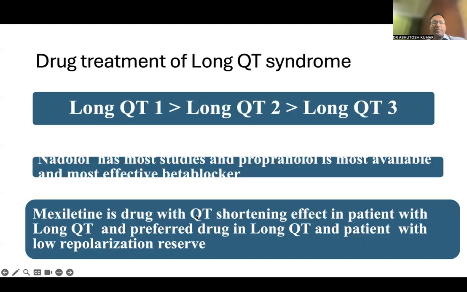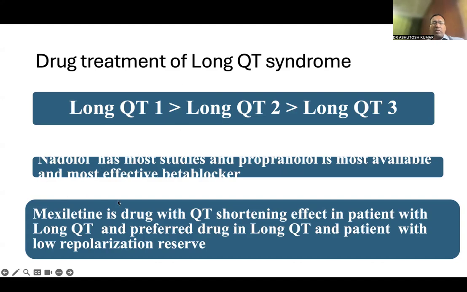Now coming to drug choices. Beta blocker is preferred for long QT1, long QT2, and in 3 it is not that effective. The effectiveness reduces as we go from long QT1 to long QT3. It is at least no more effective in long QT3, but in long QT1 it is a very reliable and effective treatment for congenital long QT1 syndrome. Nadolol is the drug which is mostly studied, and propranolol is the most available and most effective beta blocker in long QT syndrome. So whenever you suspect long QT, don't start with metoprolol, go for propranolol. And in the Western world, it was nadolol on which all the studies were established regarding the safety and effectiveness of beta blocker in long QT.